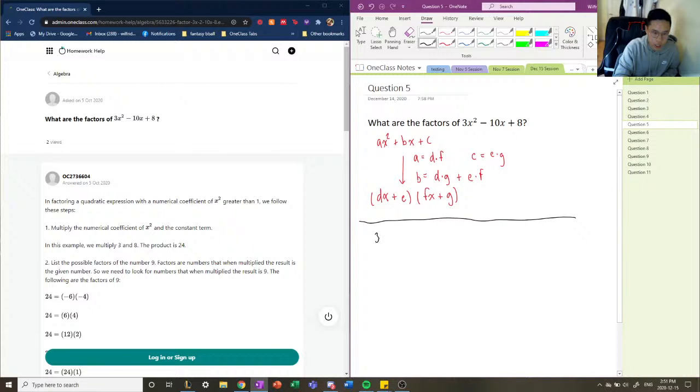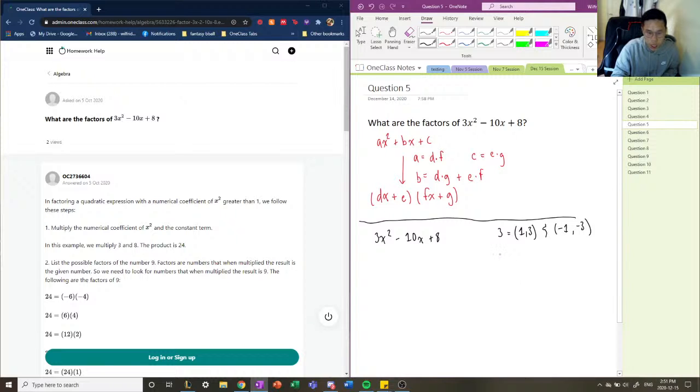So we have 3x squared minus 10x plus 8. First of all, we need to think of the factors of coefficient a, which is 3. So what are the factors of 3? Well, we have 1 and 3. And since it's a prime number, we only have 1 and 3 and negative 1, negative 3.